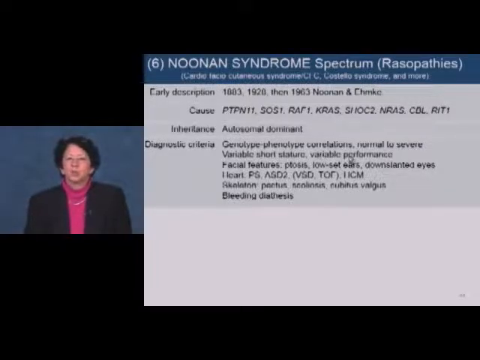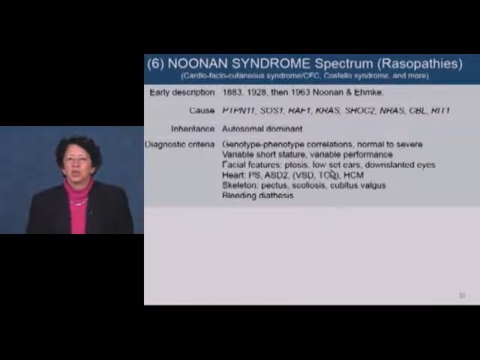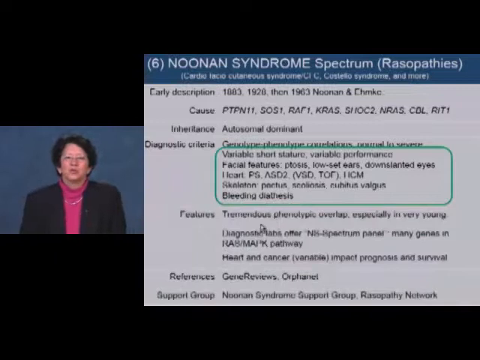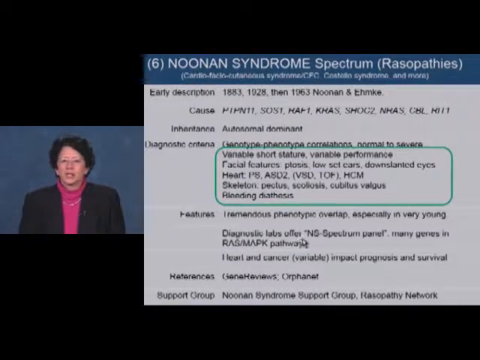Short stature, variable performance, the facial features, which I'll show you, ptosis, the droopy eyelids, low-set ears, down-slanted eyes. Heart defects include pulmonic stenosis, secundum-type ASD, also VSD, tetralogy of Fallot, and in addition to structural heart defects, hypertrophic cardiomyopathy. Pectus, scoliosis, cubitus valgus are the skeletal features, and there can be a tendency for bleeding. There are many other different features, and for the interest of time, I'm highlighting the most common ones.